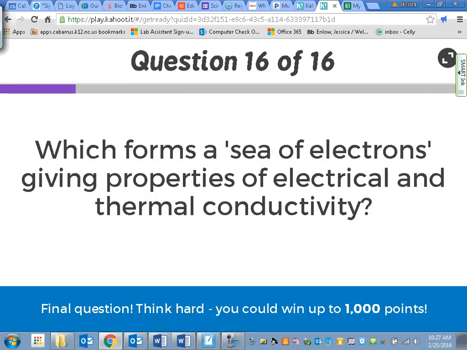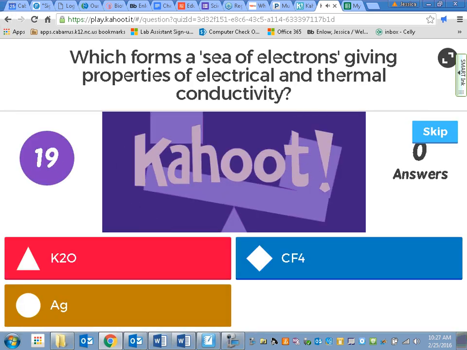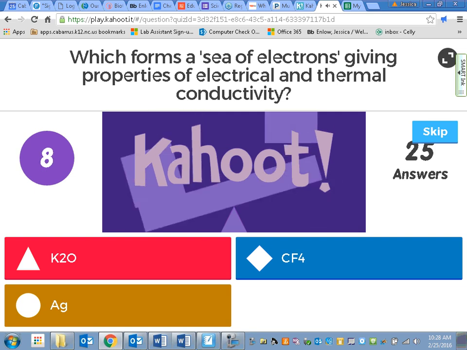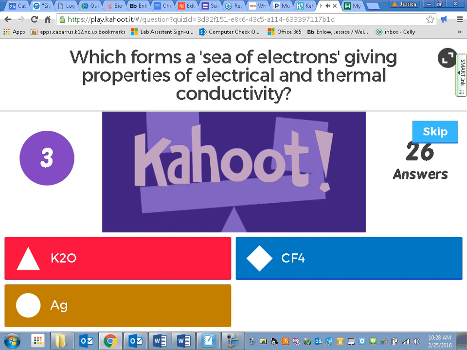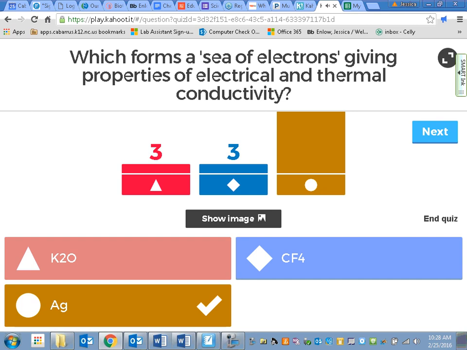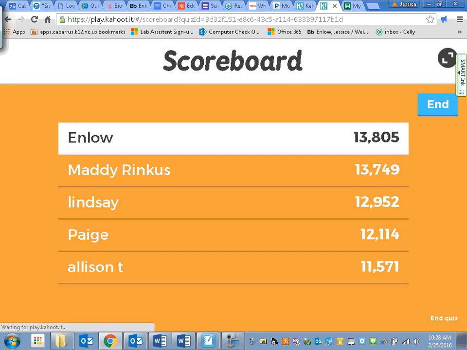Next, which one's a sea of electrons giving properties of electrical and thermal conductivity? Okay, again, what was it simply asking for? Right, a metallic bonding situation. This one's metal, non-metal, non-metal. This one's metal, non-metal. This is metal. So it's metallic bonding. I think we got one more.